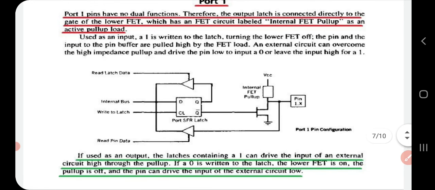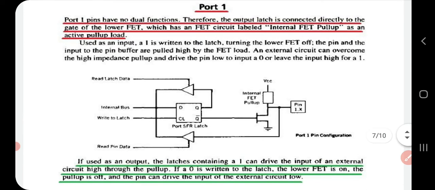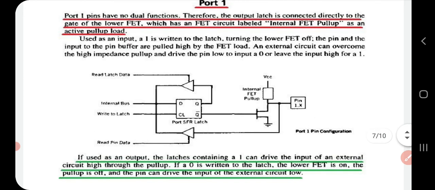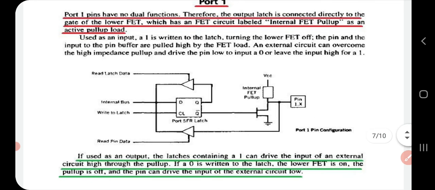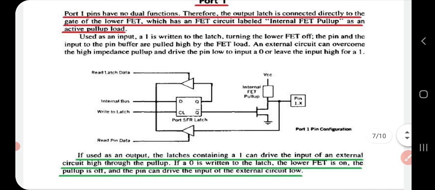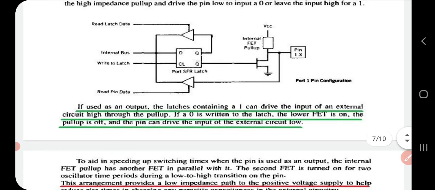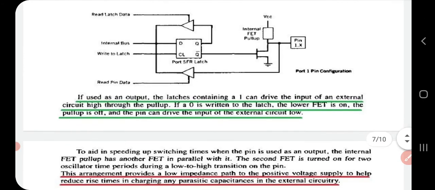You can write this one: when port 1 is used as an input, a 1 will be written to the latch. This will turn the lower FET off, whereas the pin and the input to the pin buffer will be pulled to a logic high by the FET. That is enough. Now, what happens when it is used as an output?